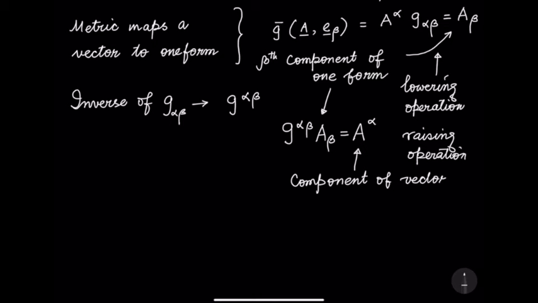So index-wise, these are essentially raising and lowering operations. You raise the index from downstairs to upstairs, or upstairs to downstairs. Basically, you go from the space of the vectors to the space of the one forms, or from the space of the one forms to the space of the vectors. That is going from one's space to its dual space, essentially.